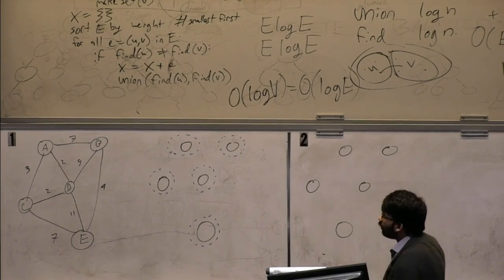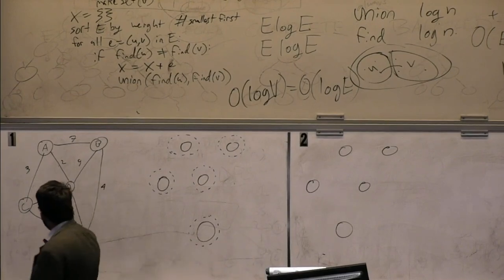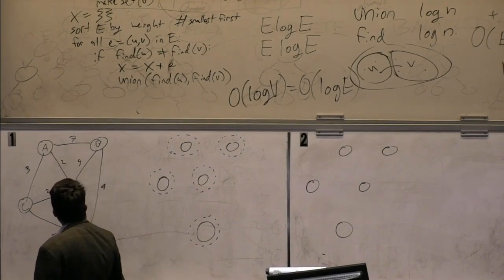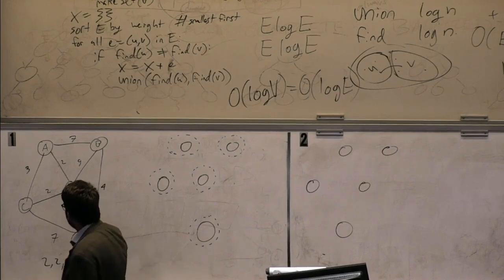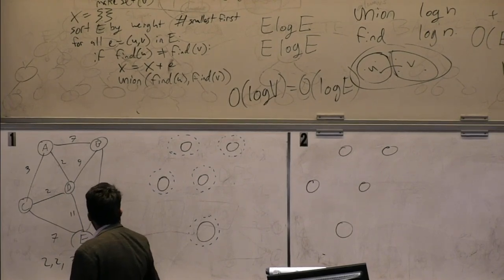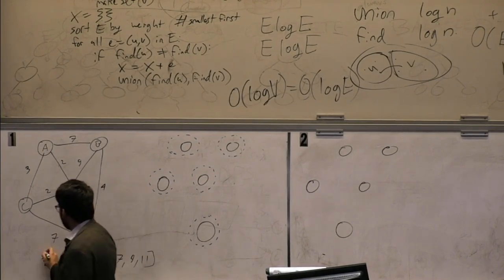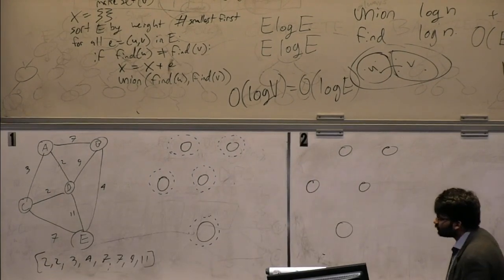Now, by Kruskal's, we're going to sort the edges. And what are we going to get? We're going to get 2, 2, 3, 4, 7, 7, 9, and 11, right? That's what happens when we sort the edges. I haven't denoted which edge is which, but perhaps you can see the graph is small.